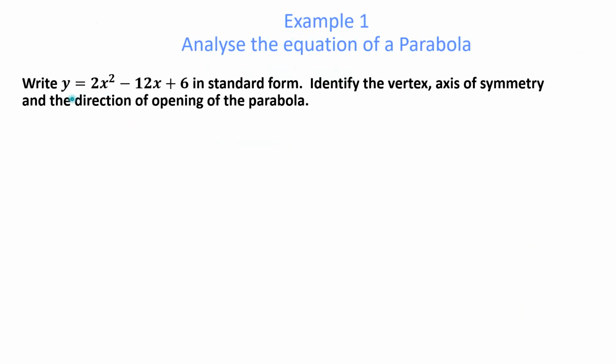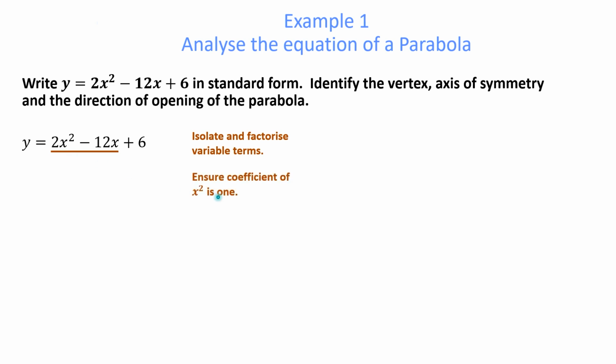Example 1, we want to write y equals 2x squared minus 12x plus 6 in standard form, and then use this to identify the vertex, axis of symmetry, and the direction of opening of the parabola. So this is the original equation, and what we want to do is to isolate and factorize the variable terms. So I've highlighted the two here. We have an x squared term and an x there. This is our constant.